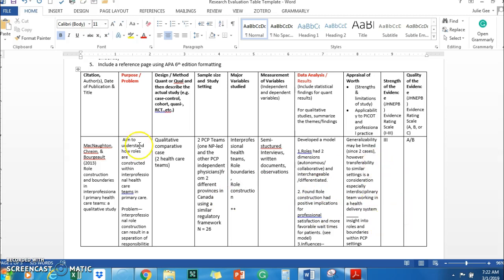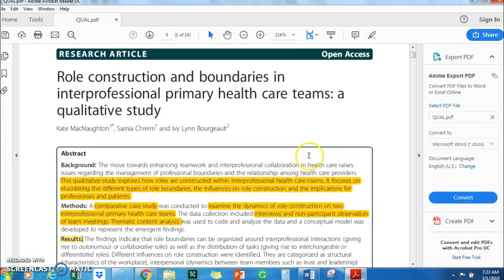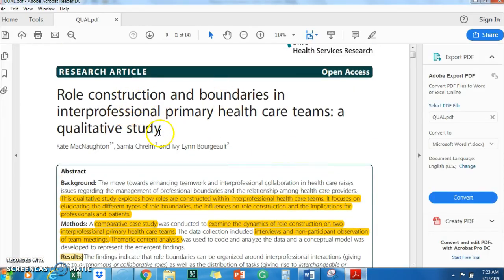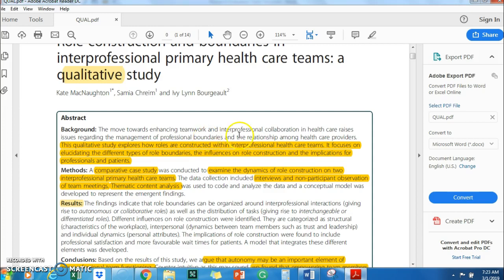And let me see here. Okay, let me find the article. So I'm going to do a qualitative one. So this is a qualitative one. Role construction, boundaries, and interprofessional primary healthcare teams, a qualitative study. This is really nice because right off the bat it tells you it's a qualitative study.